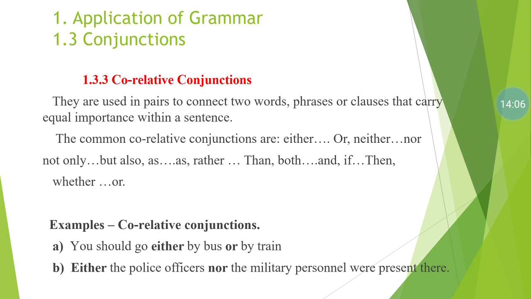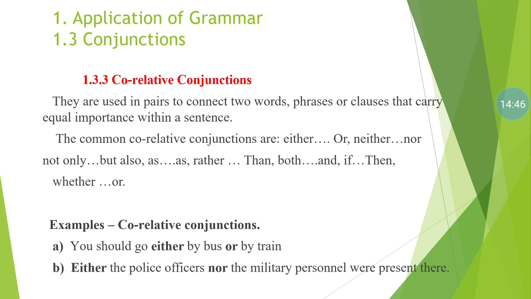For example, these are the following correlative conjunctions: either or, neither nor, not only but also, as soon as, rather than, both and, if then, whether or, etc. Many more are also there. These correlative conjunctions are used in the sentence to join two sentences or clauses of equal rank or equal importance.